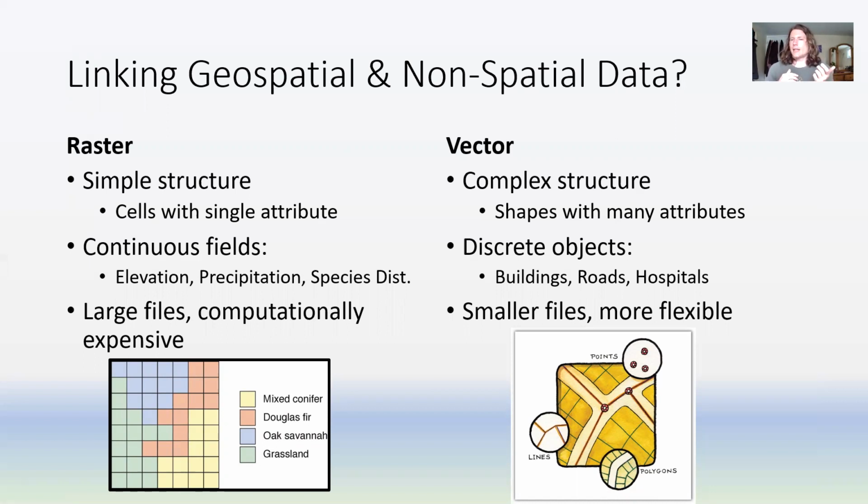Whereas vector data has a more complex structure. We represent entities in space using points, lines, or polygons. And then we can link many different attributes to any one shape. And they're typically better for discrete objects like buildings, roads, hospitals, things like that. But again, they can be used to represent a wide range of things. I'll introduce raster and vector in more detail next week, along with the pros and cons and when you might want to use one versus the other.